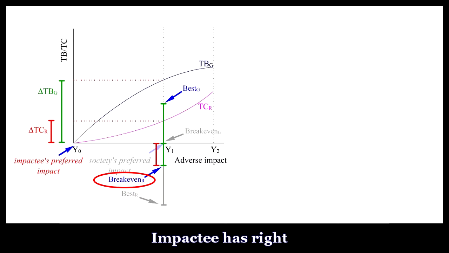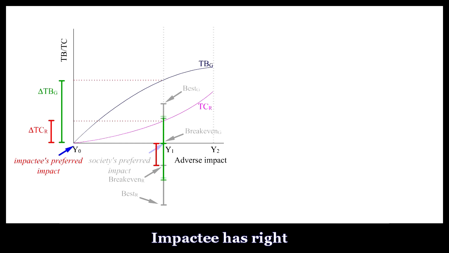Observation 1. At the break-even point for the impactee, the green bar below the horizontal axis is equal to the TCR at Y1, namely delta TCR, the minimum acceptable compensation. Observation 2. The green bar above the horizontal axis represents remaining delta TBG for the impactor, after just offsetting the impactee's additional cost from zero impact.